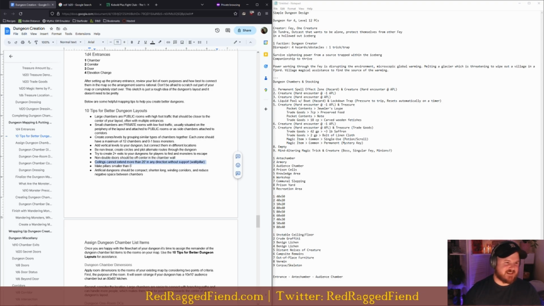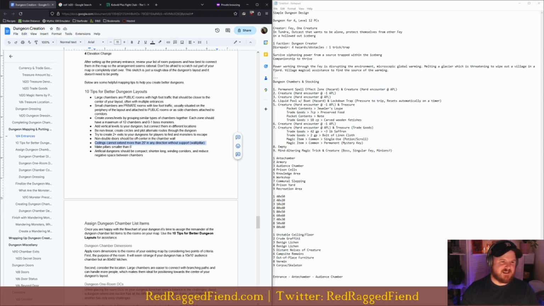Again, ceilings cannot extend more than 20 foot in any direction without support. It's important if you're making big chambers, and down here we got a bunch of big chambers. Put pillars in them. Put support columns in there. They can be used as cover, they can block line of sight, they can do all sorts of fun things. Put stuff in the middle of the dungeon, give them railings, give them stuff they've got to walk around, instead of just making a big square room for them to fight in. Make it so there's pathing, different ways, things you have to go around.